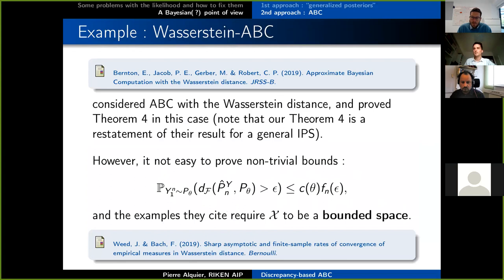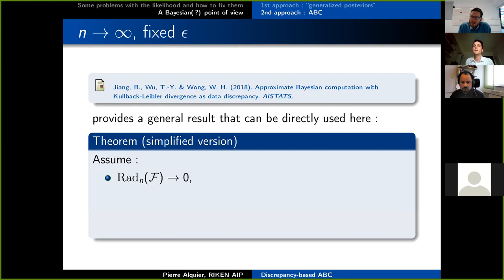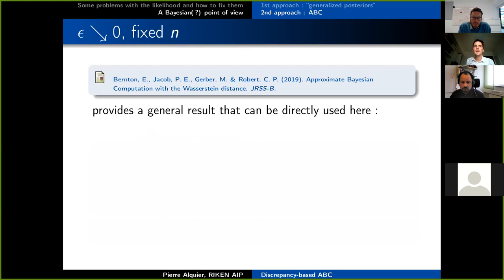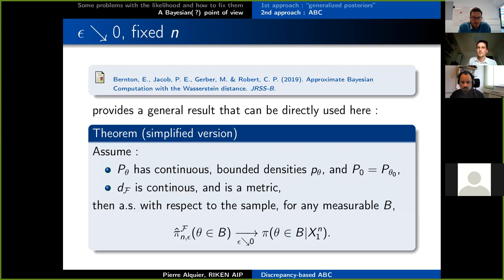Okay. I will skip this because I don't want to talk for 3 hours, and anyway, you will start to disconnect soon if I do. I just want to mention that when n tends to infinity for a fixed epsilon, we did not have to prove anything. We just checked that the assumptions of existing papers allow us to understand what the distribution becomes in this case. In the same way, when n is fixed but epsilon tends to zero, following tools once again from the paper by Dantan, Jacob, Gerber, and Christian Robert, we were able to prove that you recover the true distribution under quite minimal assumptions. In this case, I just mention this on the slide, but the results already existed and we just had to recover these results as special cases.